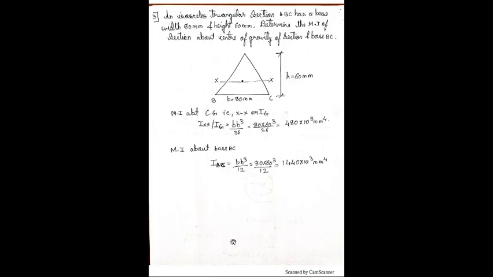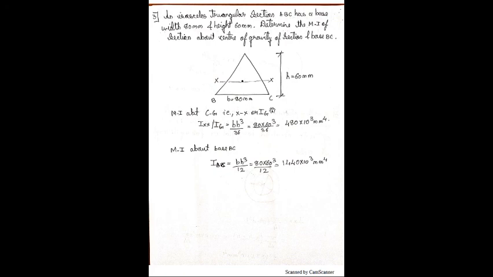Let us take one more numerical, a triangle. An isosceles triangular section ABC has a base width of 80 mm and a height of 60 mm. Determine the moment of inertia about the center of gravity of the section and about the base BC. So they have asked us to find it about the base BC and also at the center of the section. So let us find the moment of inertia about the center.